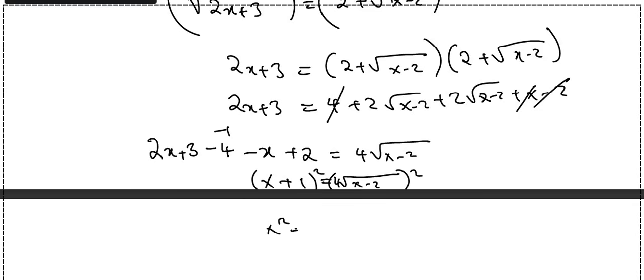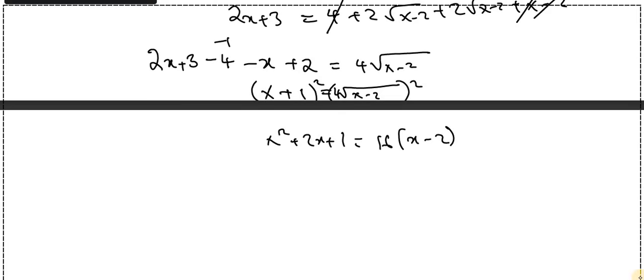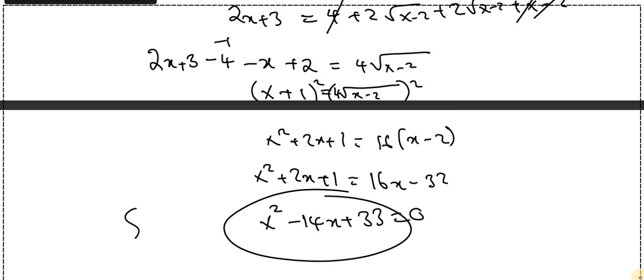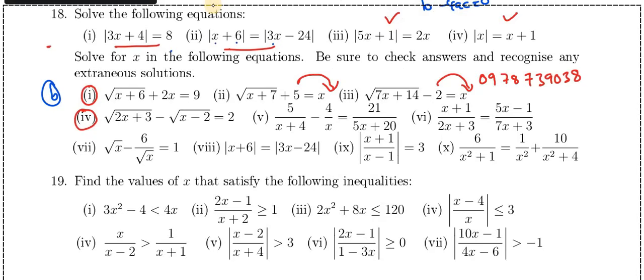This will be x squared plus 2x plus 1 is equal to 16 times x minus 2. Then from here we can now say x squared plus 2x plus 1 is equal to 16x minus 32. This will be x squared minus 14x plus 33 is equal to 0. Again, you solve this here. So you solve, you finish it off. That's how you do it. We just have to square both sides, so that should help.